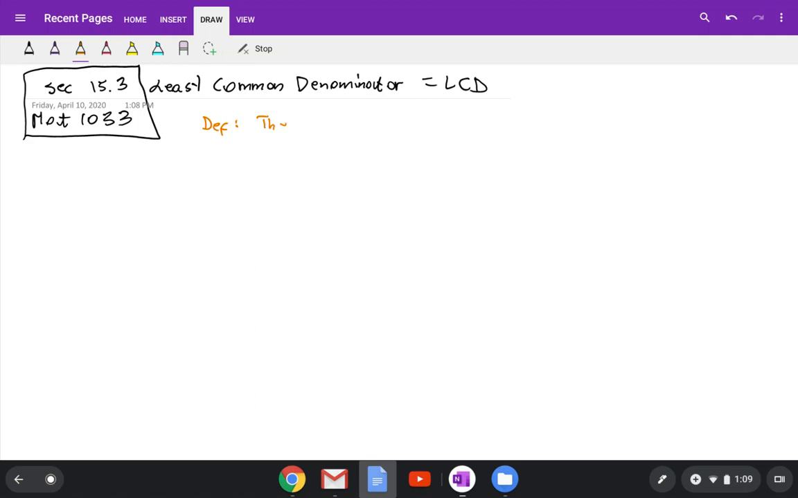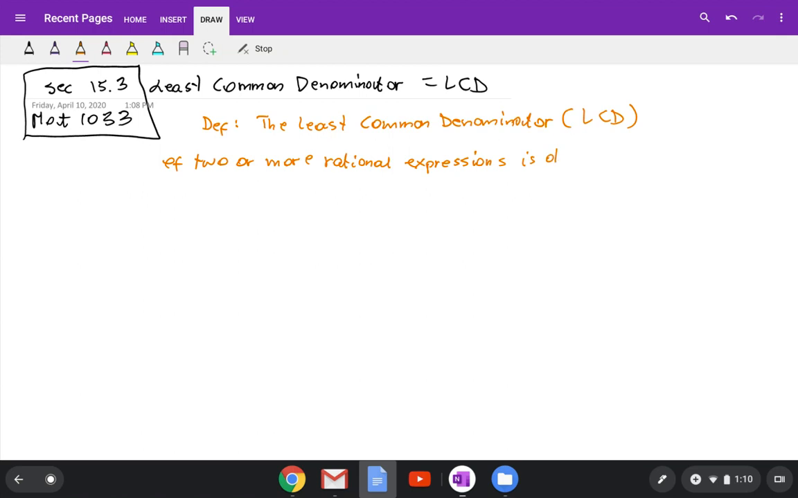The least common denominator, the shortcut is LCD, of two or more rational expressions is defined as the least common multiple of the denominators.